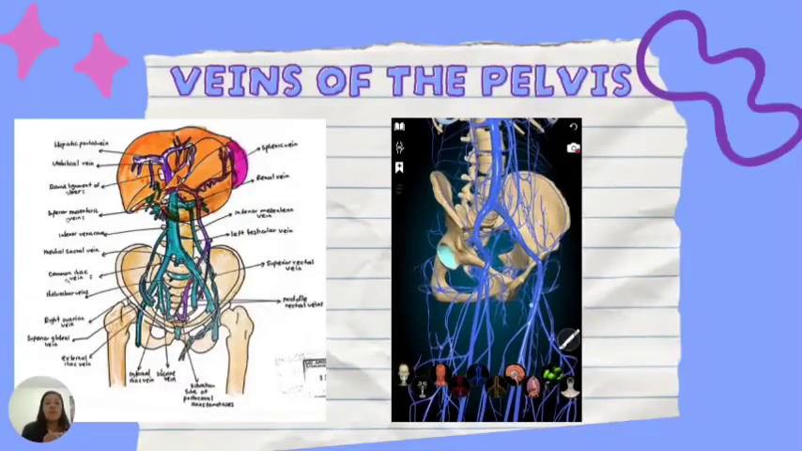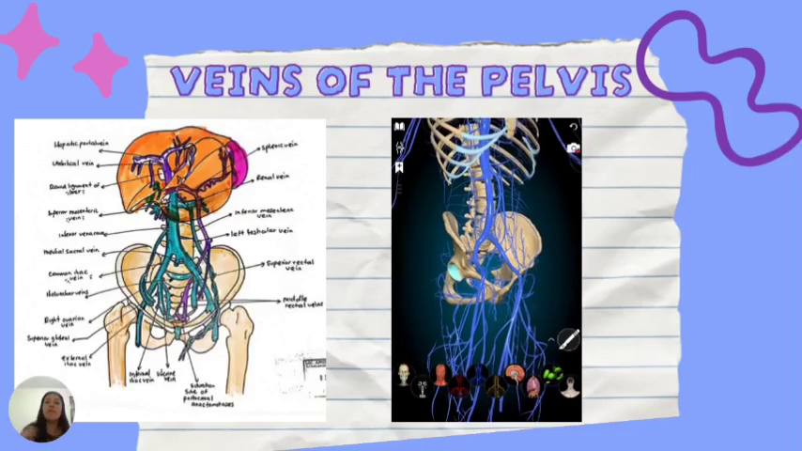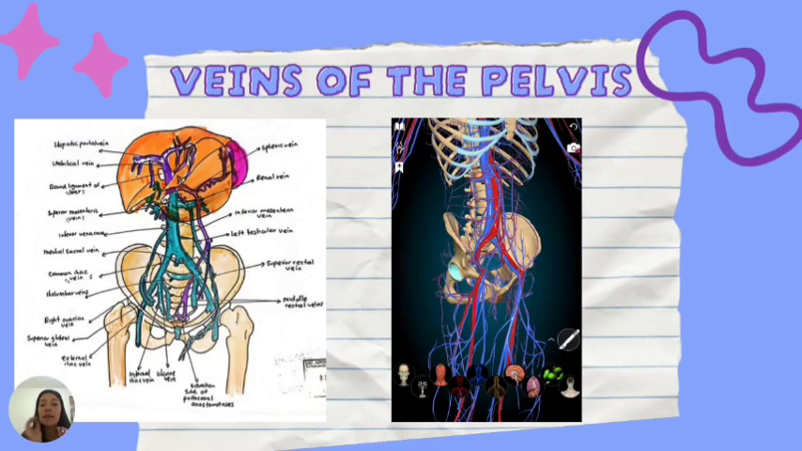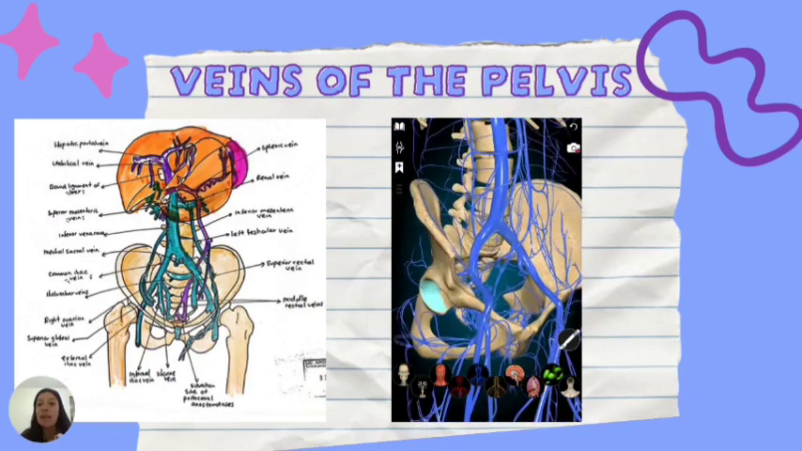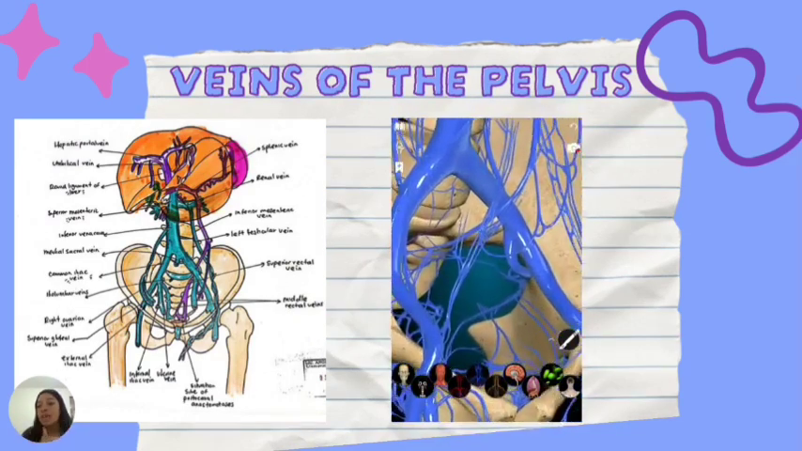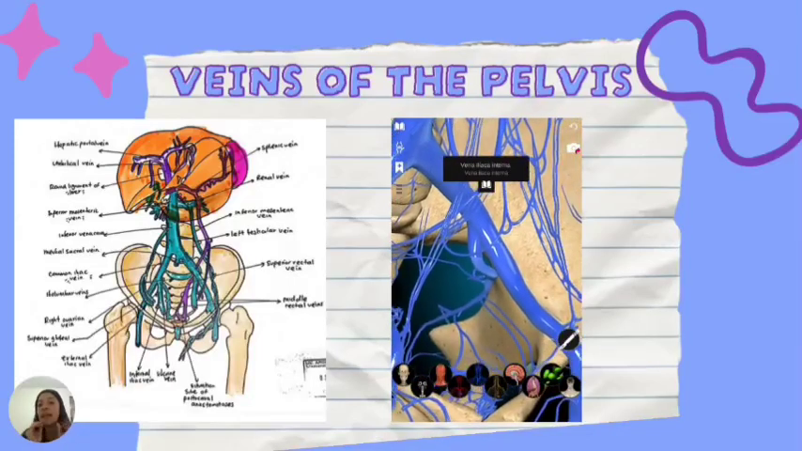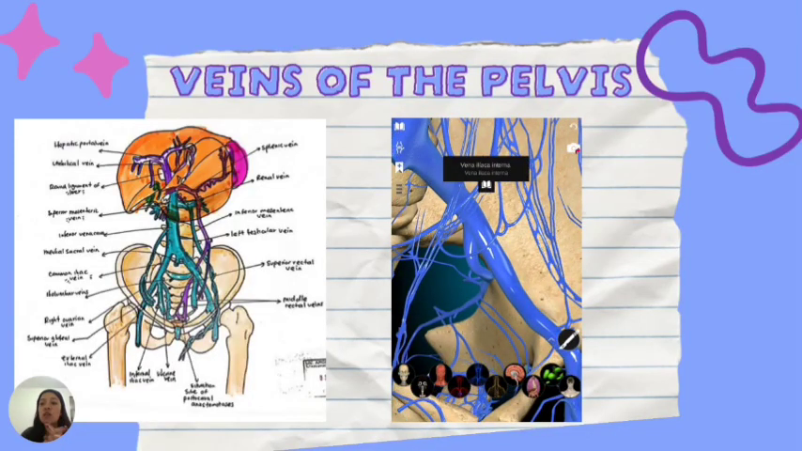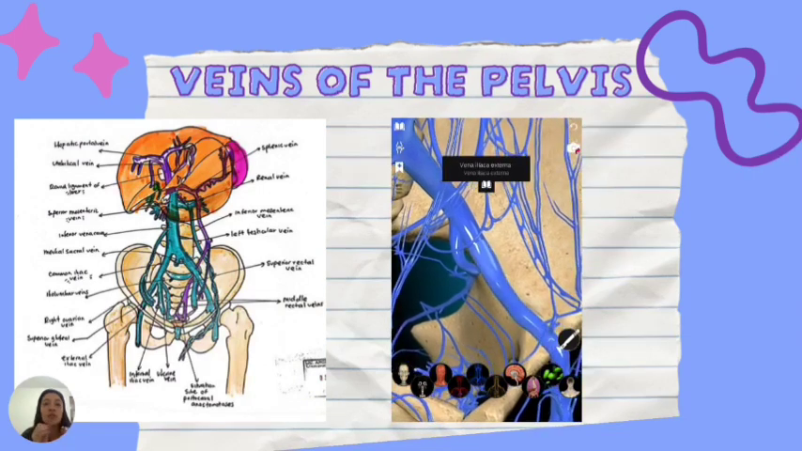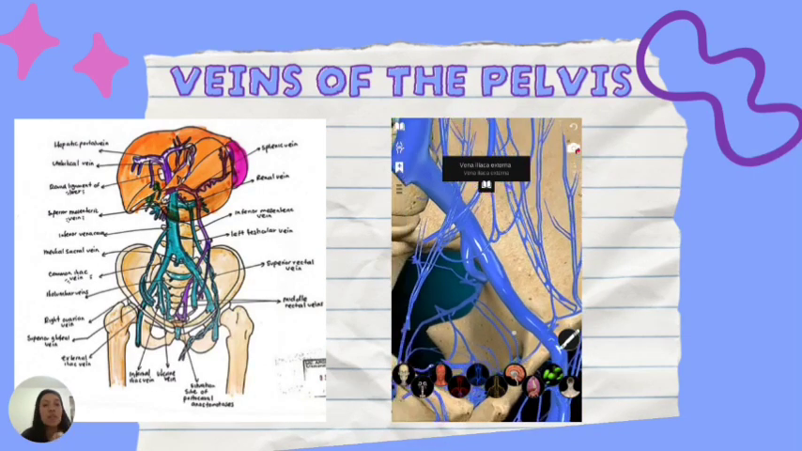So now we have the veins of the pelvis. The venous drainage parallels the arteries. The internal iliac vein collects the blood from pelvic organs and joints and joins the external iliac vein to form the common iliac vein, which drains into the inferior vena cava that we can see here.